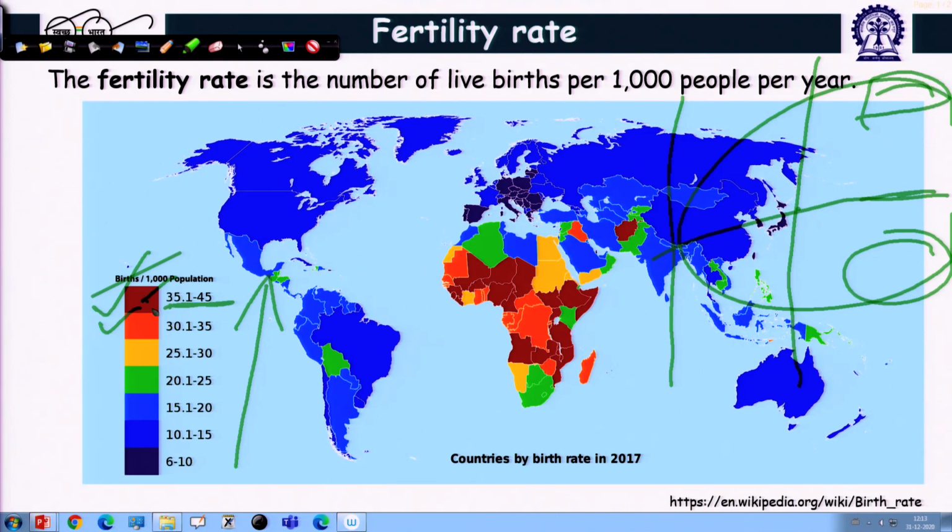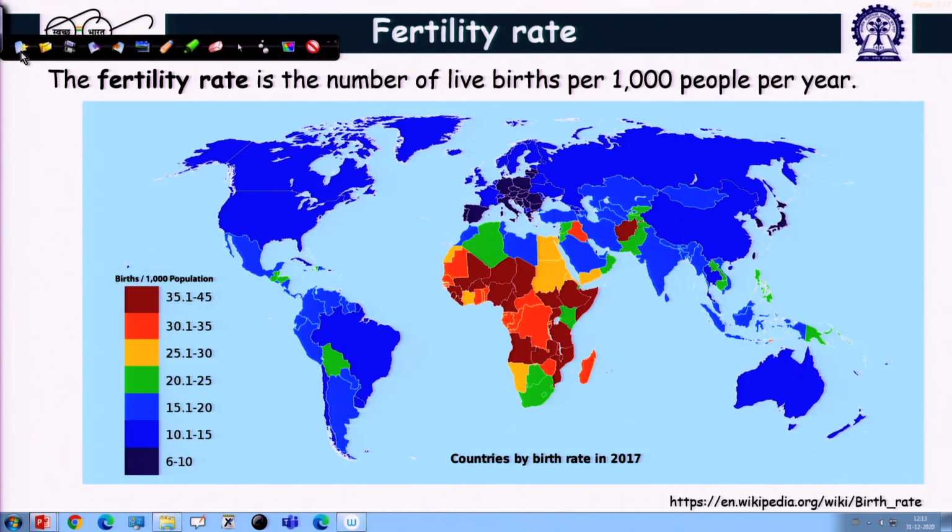So India is in a similar category as Mexico and some of these South American countries and some Middle East and other countries here as well. India is 15 to 20 births per 1,000 population per year. That's the per-year data, okay, that's the data you have for India.